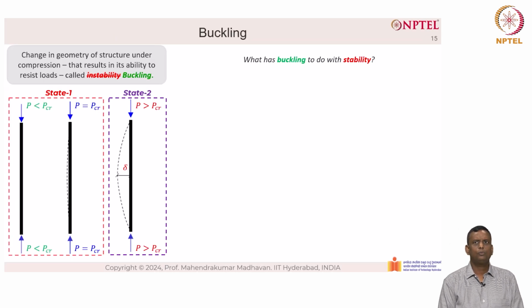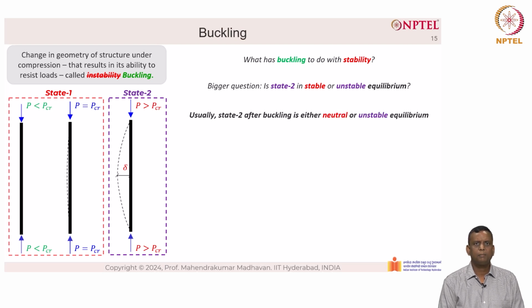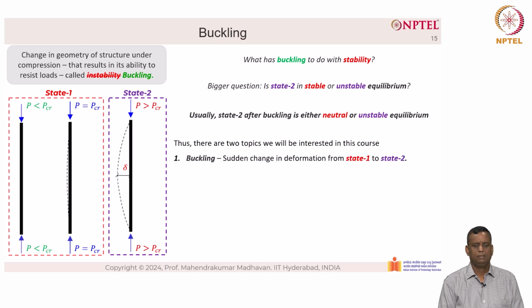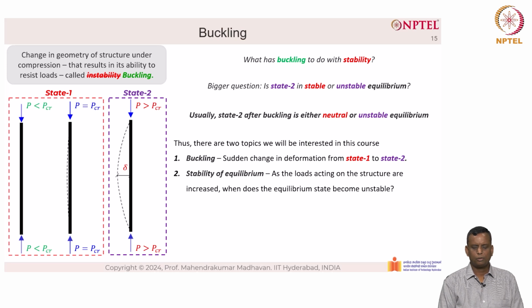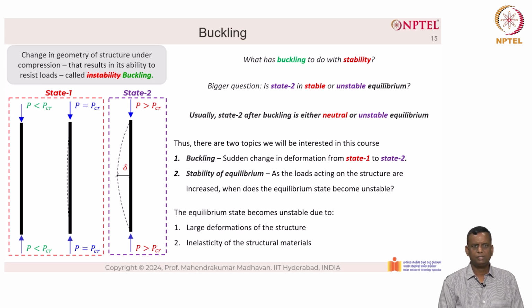So, what has buckling to do with stability? The bigger question is, is state 2 in stable or unstable equilibrium? Usually, state 2 after buckling is either neutral or unstable equilibrium. Thus, there are two topics we will be interested in this course. Buckling: sudden change in deformation from state 1 to state 2. The next one is stability of equilibrium: as the loads acting on the structure are increased, when does the equilibrium state become unstable? The equilibrium state becomes unstable due to, number 1, large deformations of the structure, and number 2, inelasticity of the structural materials.